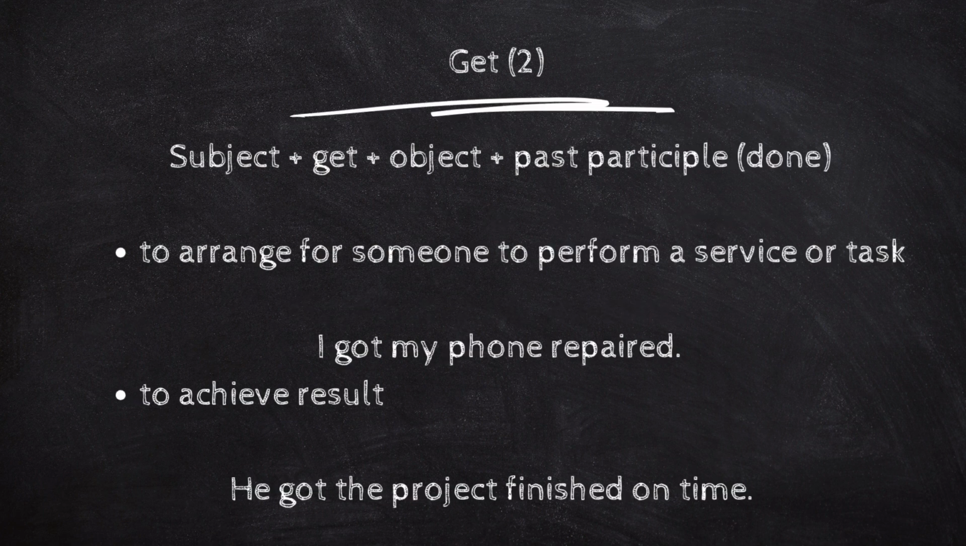Get has also another causative structure. It is subject plus get plus object plus past participle. It is used to arrange for someone to perform a service or task. For example, I got my phone repaired. It is also used to achieve results. For instance, he got the project finished on time.